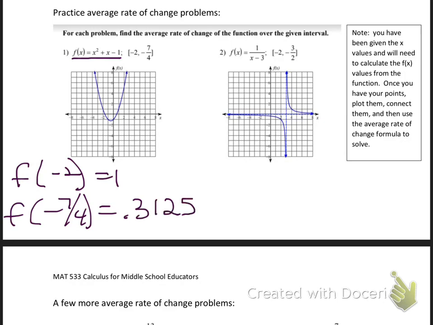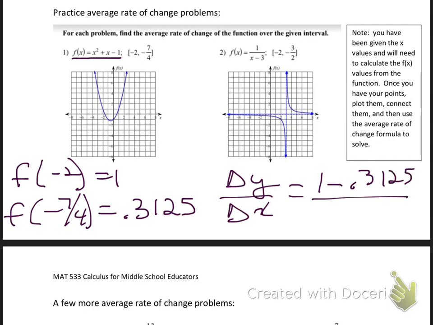So when I did my first problem and I wanted to find the rate of change, so change in y over change in x, I'm getting 1 minus 0.3125 over -2 minus a minus, so plus 7/4, and my rate of change for this problem ended up being -2.75. Make sure you can do that, and we'll do number 2 on the next page.